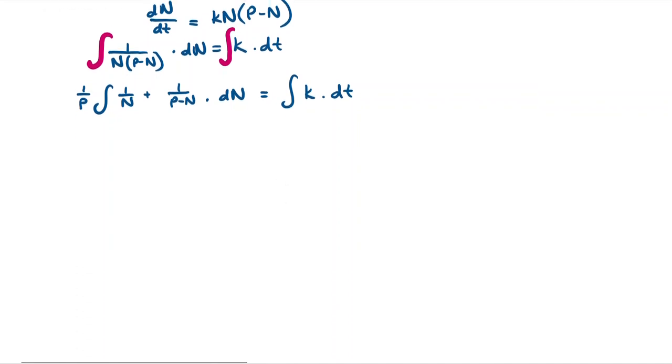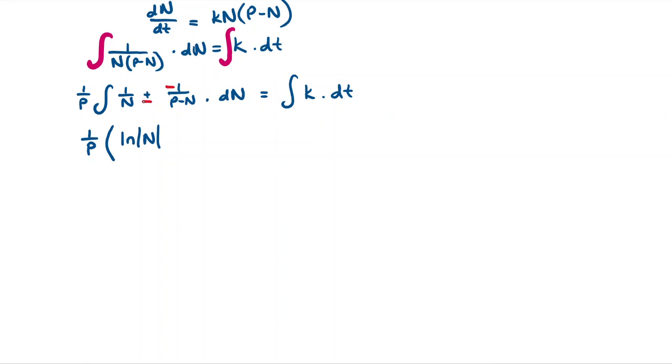The 1 over p sitting out the front. Integrating 1 over n, I get ln of absolute value of n. Integrating 1 over p minus n, there's a small problem. The minus n on the bottom, remember you need the derivative of the bottom on the top. The derivative of minus n is -1, so I need a -1 there, which means I need to change that sign to balance it.